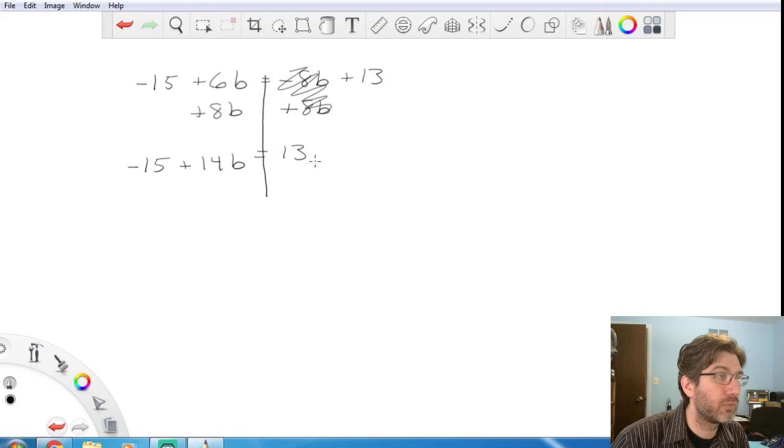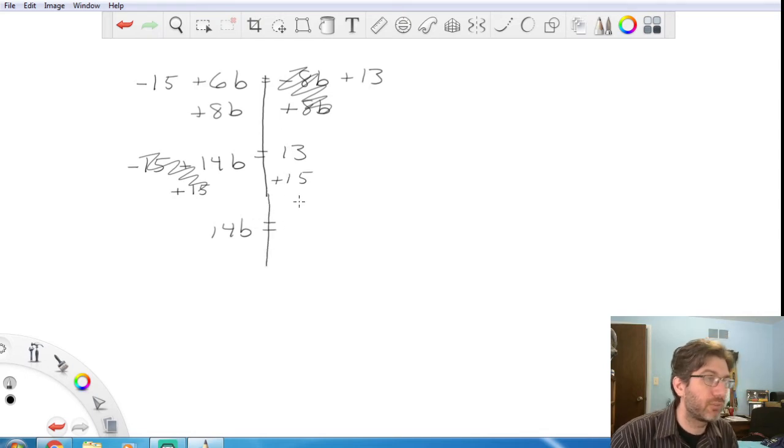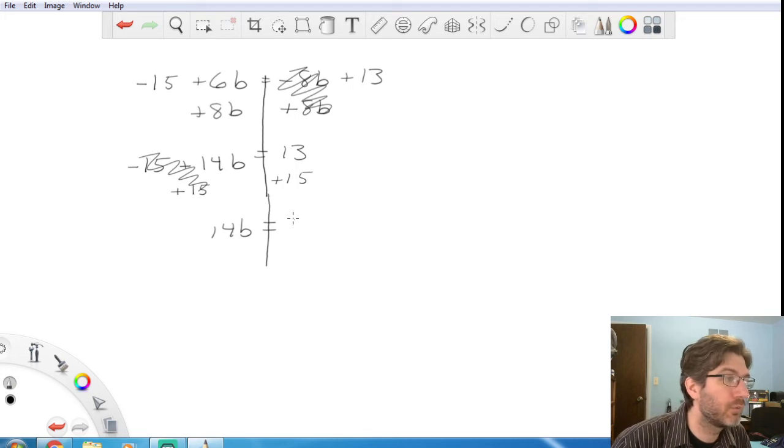Then I'm going to do order of operations in reverse. I have a negative 15 here, so I'm going to add 15. Remember doing the inverses. Plus 15 here. This is going to cancel, leave me with 14b here, and 13 plus 15 gives me 28.